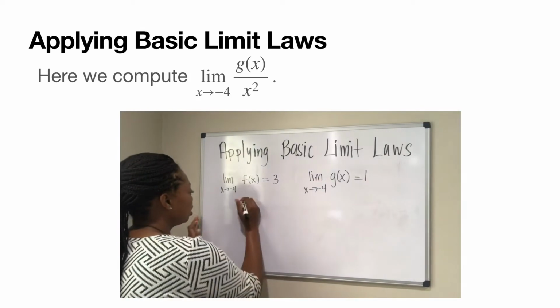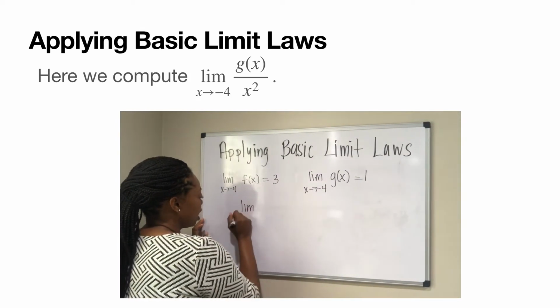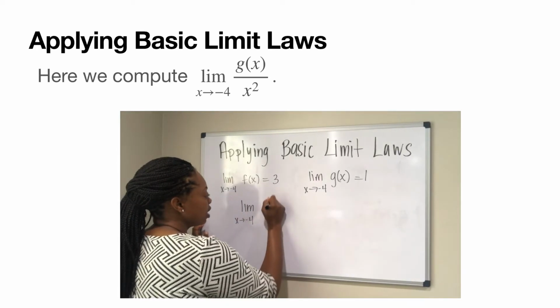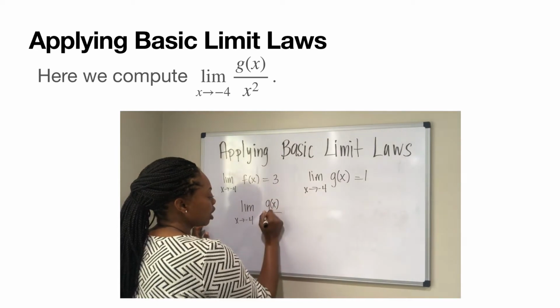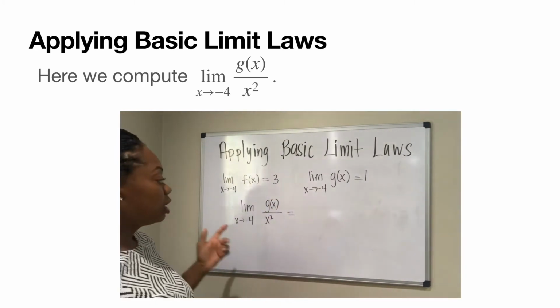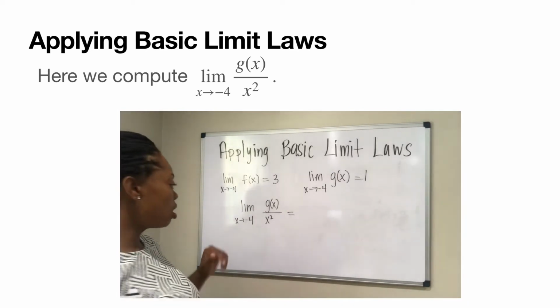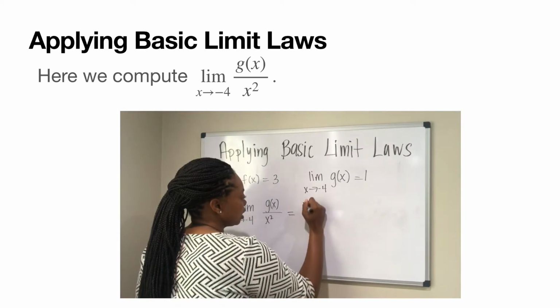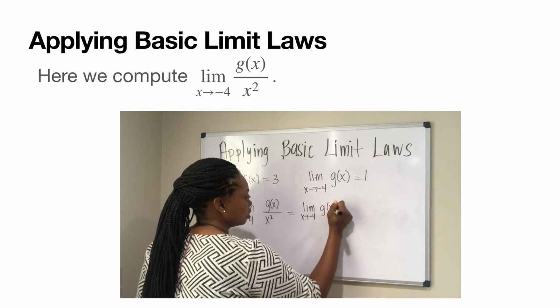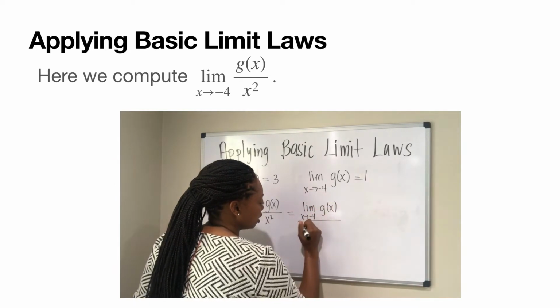We will compute the limit as x approaches -4 of the function g of x over x squared. To compute this limit, we're going to use the quotient law, which tells us that we can take the limit of our numerator over the limit of our denominator.